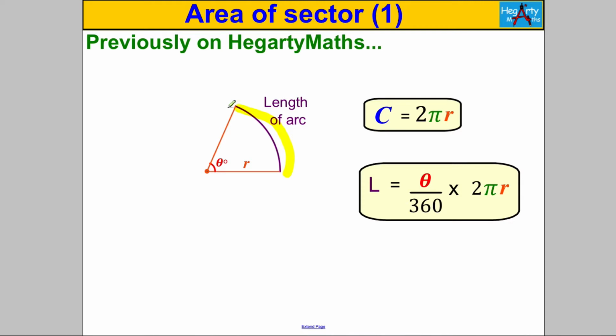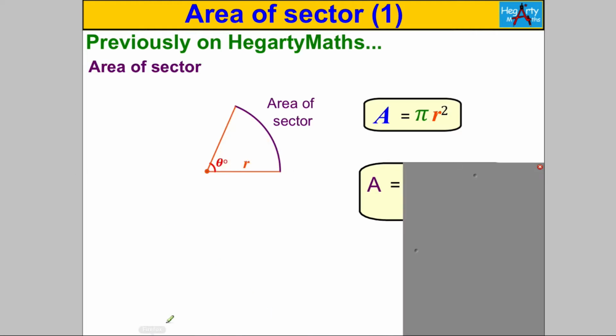Now imagine instead of asking you the arc length here, imagine I was asking you what is the area of this. It's what's called a sector. A part of a circle like this is called a sector. So imagine I was asking you to work out the area of that, as in the following case. How could you do it?